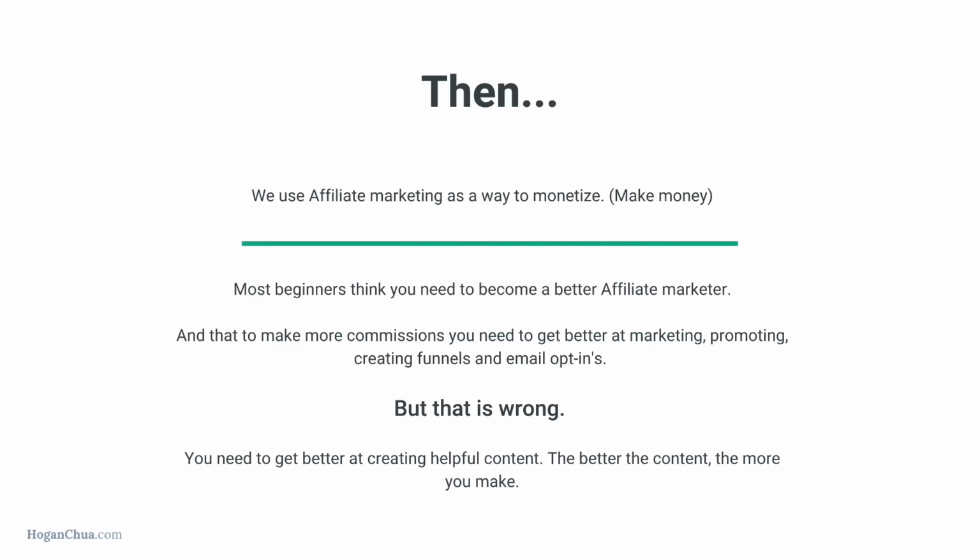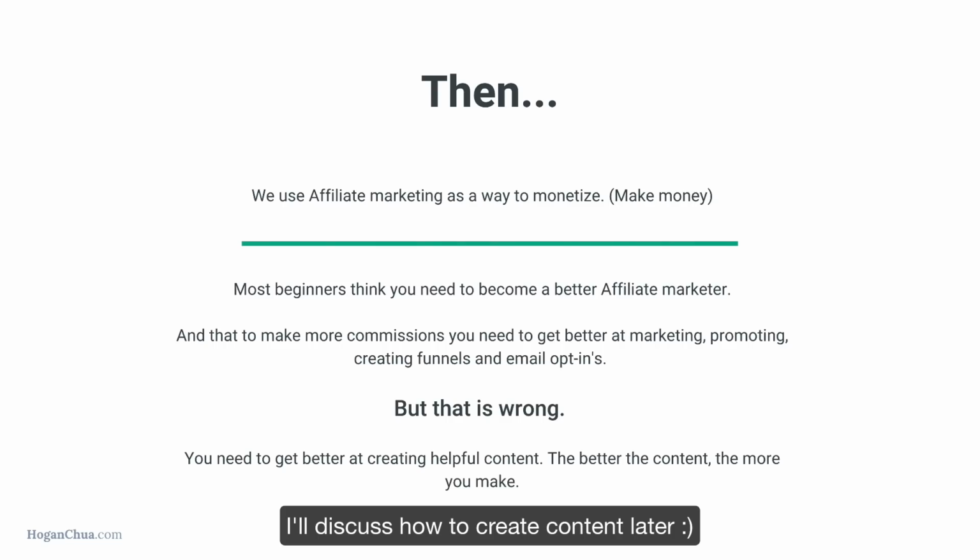A lot of beginners think that you need to become a better affiliate marketer to make more affiliate commissions, right? But what we're actually doing is creating content, and then we use affiliate marketing as a way to monetize and make money from our content. So basically you need to get better at creating helpful content. The better the content, the more affiliate commissions you can make. A lot of people think, okay, to make more commissions, you need to be better at marketing, better at selling, better at promoting, better at creating funnels and email opt-ins, and learn some kind of secret technique with affiliate marketing. There's no secret technique. What you need to do is become a better content creator. So you have to make sure you remember that. It's really, really, really important.